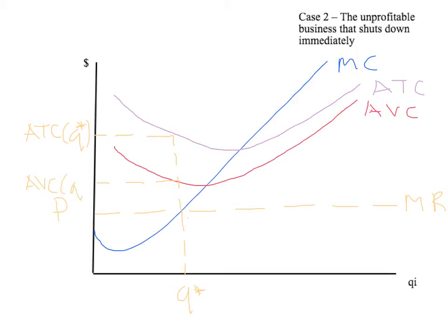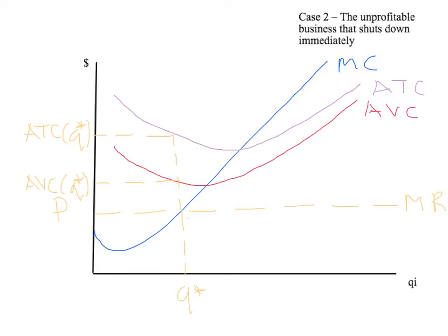Whenever you're in this situation, this is about as nasty and as mean as life gets. This is the case of a business that is not simply unprofitable, but it wants to shut its doors now. It wants to shut immediately. How can we see that? Well, notice that this firm is making a loss. Price times quantity, its revenue, is less than its total cost, average total cost times quantity, and so it's making a loss.